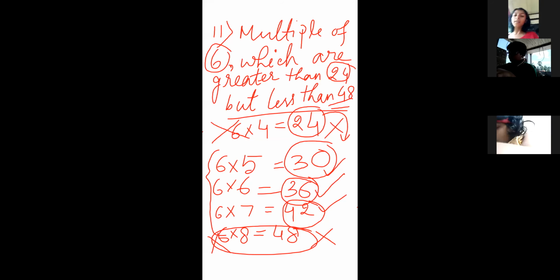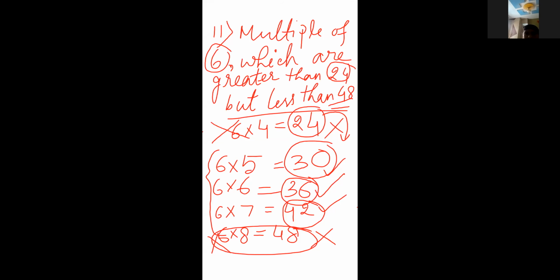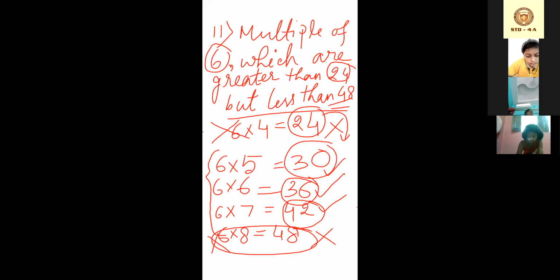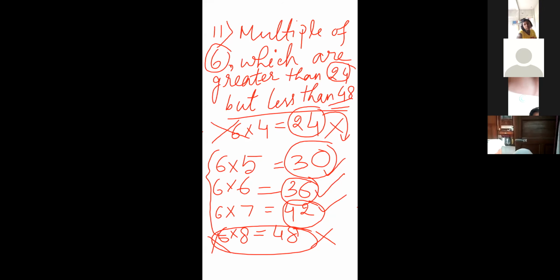Understood? Then shake your head. Good. Yes, ma'am. Understood? Okay. Oishani and Obipsha are not there today. Raise your hand if you are there. Okay, understood.